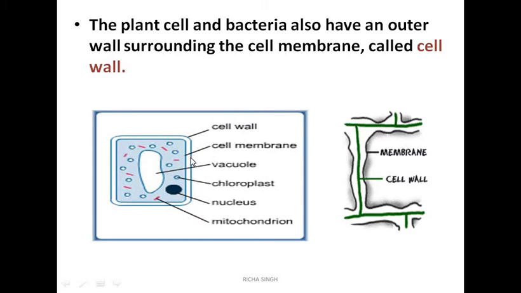So you can see here the cell membrane, and one more layer behind it, known as the cell wall. Here you can see it more clearly: the cell wall on the outer side, and then the cell membrane. Always remember that the cell wall is present in a plant cell only. It is absent in an animal cell.